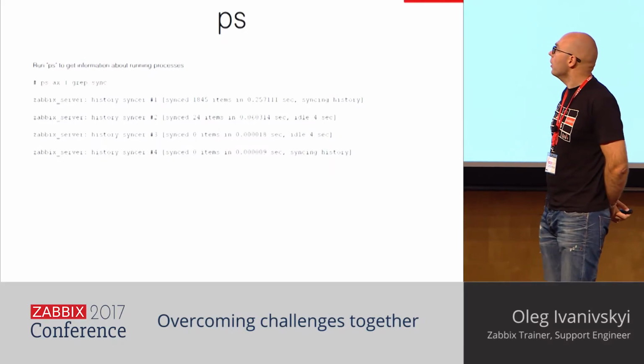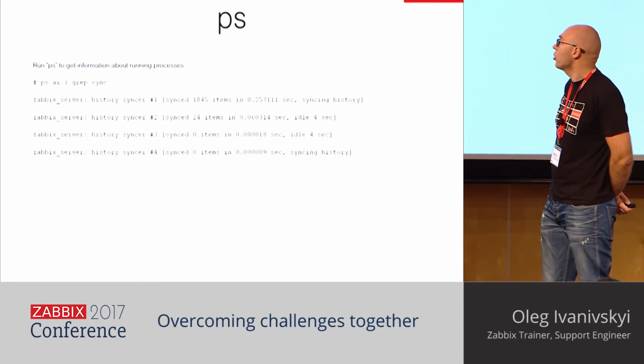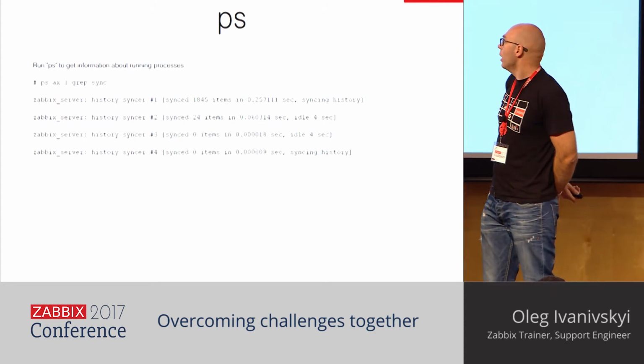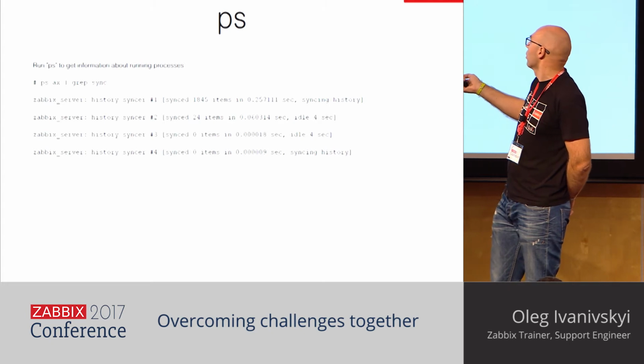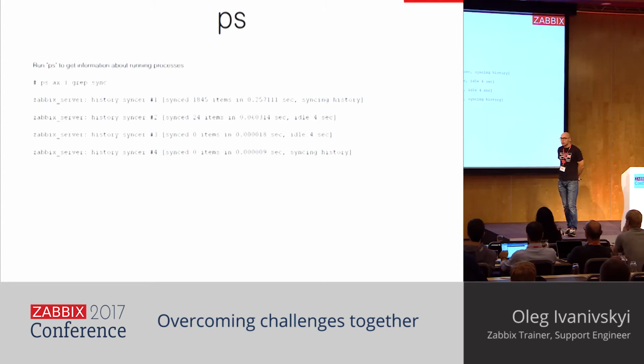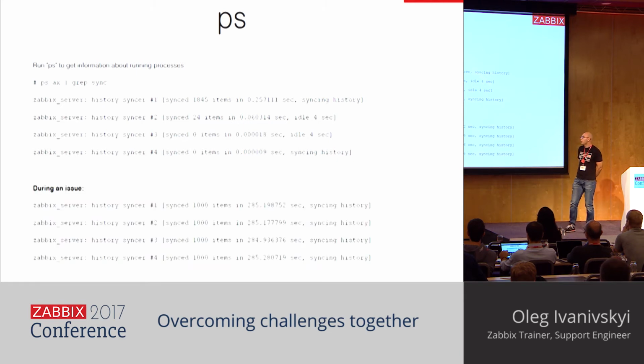So normally if you use ps, you can check such output. A process can provide information about the state. You can see here, okay, idle for some seconds or maybe syncing history. During the issue, you'll be able to see a bit different state. If you check the same ps output during the issue, you'll see that some processes are stuck in the same state, like syncing history, and no changes next time, no changes at all. So that's again not good. Or if it took almost 5 minutes to sync values for 1,000 items, it's also not okay. It's a lot of time.